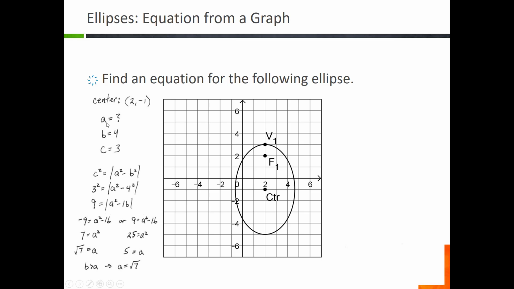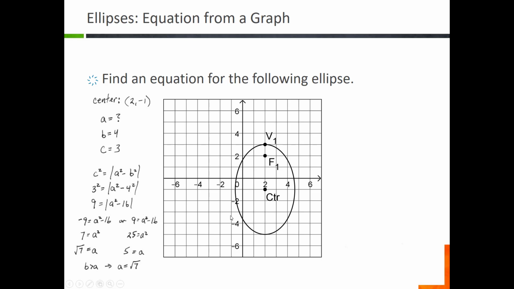So we need to figure out A, so we can use c squared equals the absolute value of a squared minus b squared. The problem with this is it's an absolute value equation. So to solve absolute value, you have to take the 9 and do plus or minus. So a squared minus 16 is equal to plus or minus 9, which gives you two answers. Either a is the square root of 7 or a is 5.